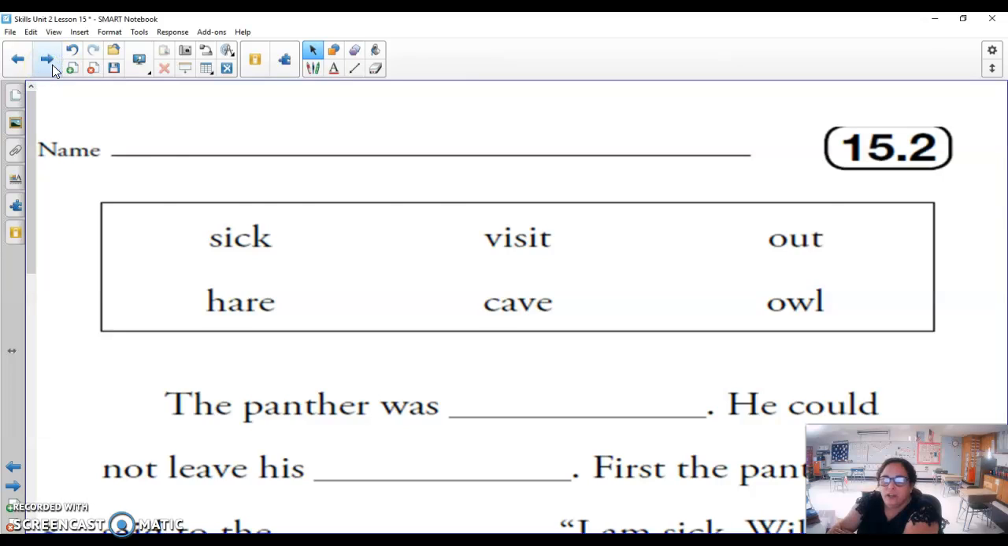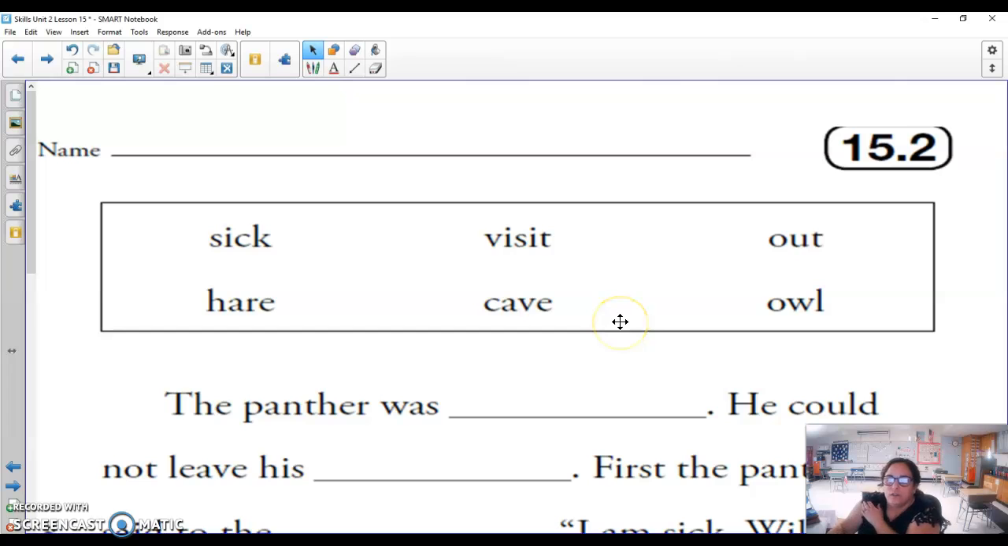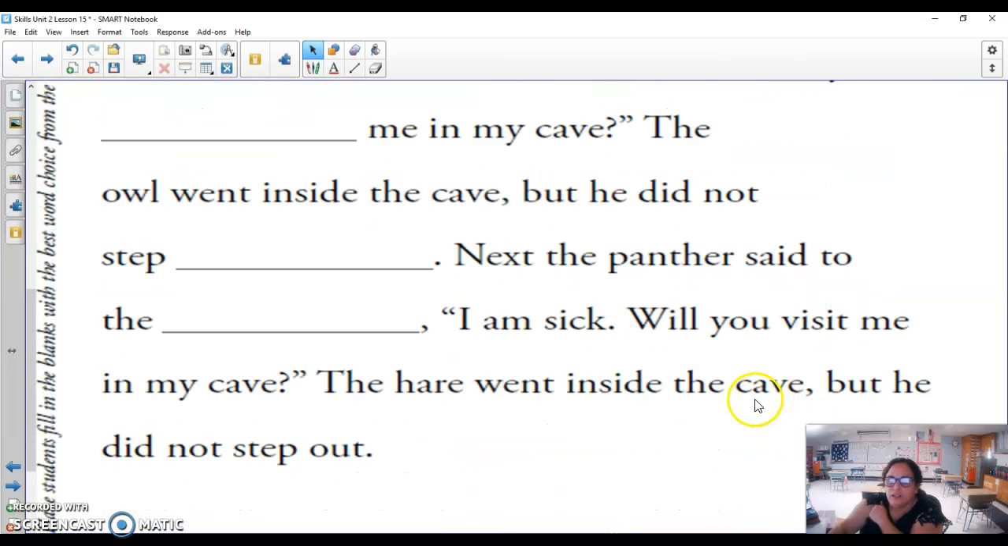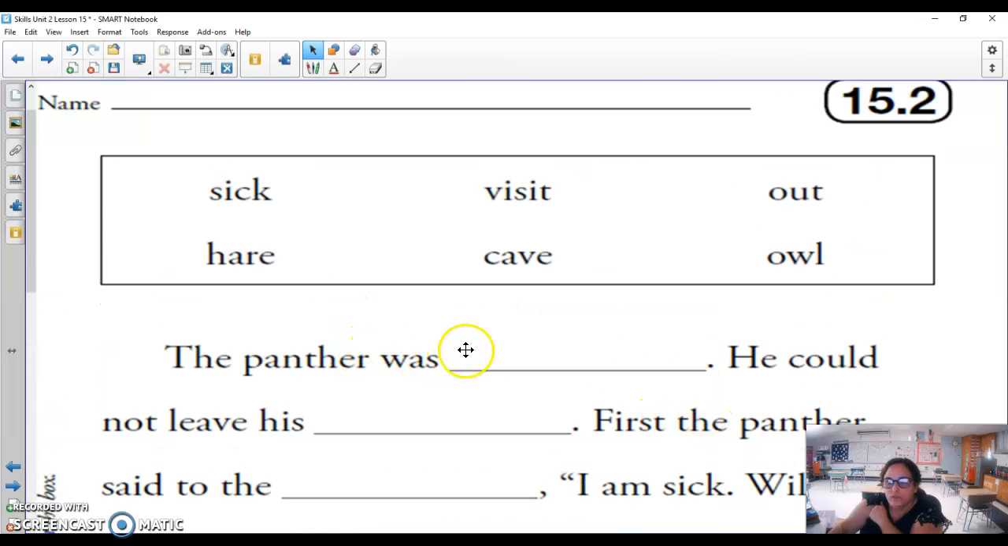All right, so now what I want you to do is go get your workbook pages 15.2 and 15.3. So you can pause this video, go get those pages and a pencil. What you have to do here is read the sentences and fill in the blank with one of these words. The words to fill in the blank are sick, visit, out, hare, cave, owl. I will read you the sentences and then you have to fill in the blanks. If I'm going too fast for you, pause the video until you finish writing.